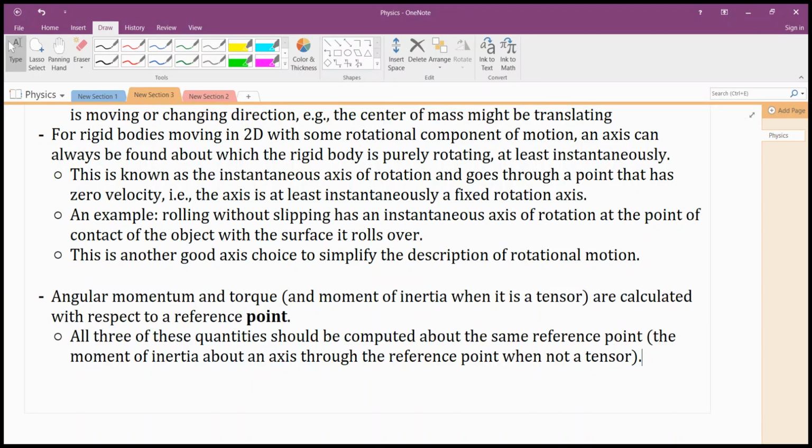What if we want to calculate rotational quantities like angular momentum and torque? Well, they are not calculated about an axis. They are calculated with respect to a reference point. And all of these quantities, at least when moment of inertia is treated as a tensor quantity, see the video on moment of inertia for more on that, they all must be computed about the same reference point. If, however, we treat moment of inertia as a scalar, as we do in this course, then the moment of inertia must be calculated about an axis through the reference point.